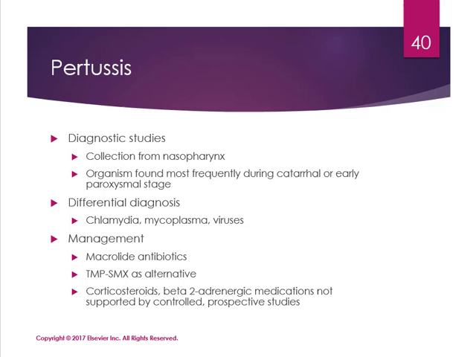Management includes treatment with macrolides, and the dosing information for macrolides is found on page 810. Bactrim can be used as an alternative, and corticosteroids and beta-2 adrenergic medications are not supported in studies as being beneficial to help with pertussis symptoms.